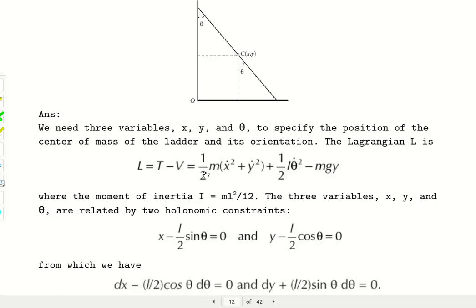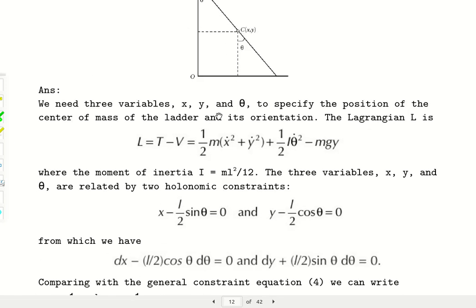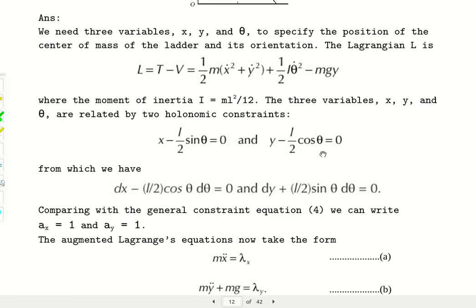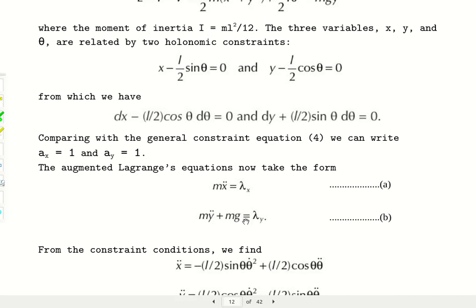So x is equal to L by 2 sin theta, and y is equal to L by 2 cos theta. So if you differentiate both sides, then dx minus L by 2 cos theta d theta is equal to 0, and dy plus L by 2 sin theta d theta is equal to 0. So there are two equations of constraint, so two Lagrange undetermined multipliers will be required here. That is why lambda x and lambda y, two Lagrange's undetermined multipliers, come into play, and the coefficients ax and ay are simply 1 here.